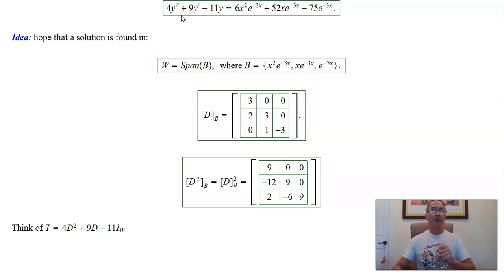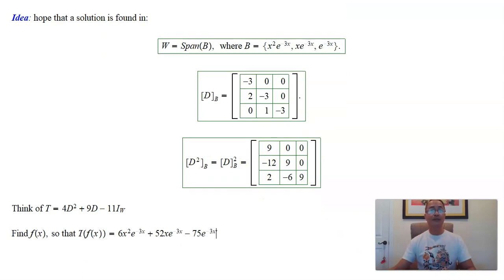So we are looking to find an f of x so that T of f of x must be this function on the right. Well, how do we find that function? If only the T were on the right instead of on the left. We're solving for f of x.